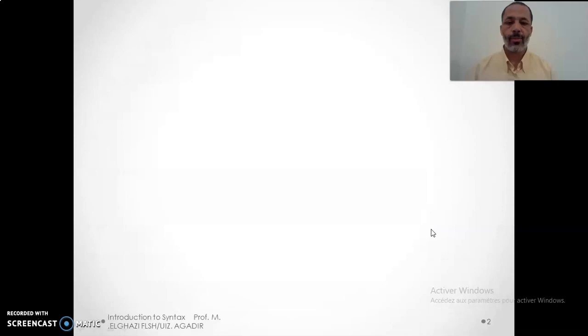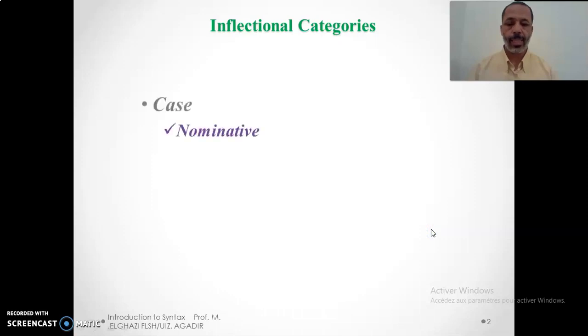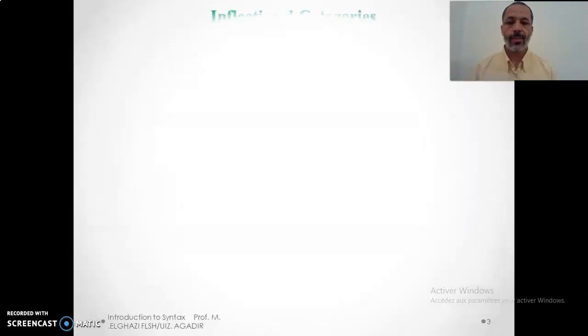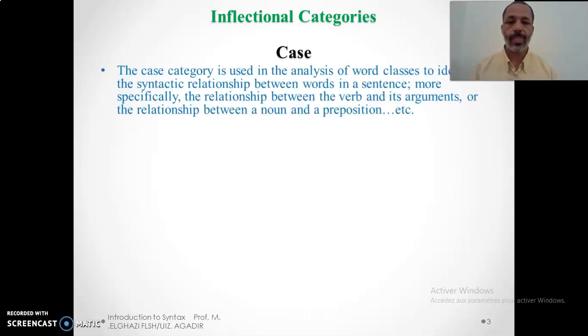We'll define it first, and then we will see different types of case that exist in English. The types of cases that we're going to see are the nominative case, the accusative case, the dative case, and the genitive case. Concerning the definition of case.